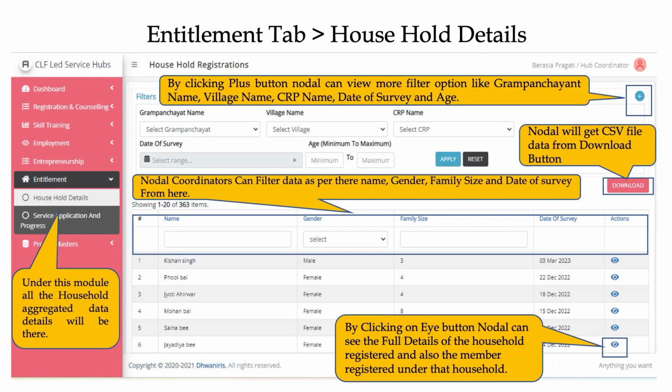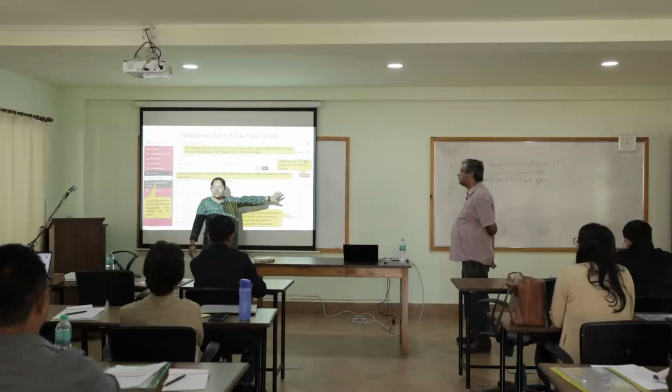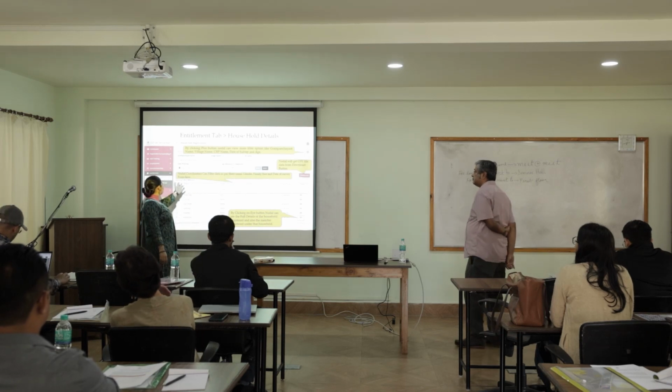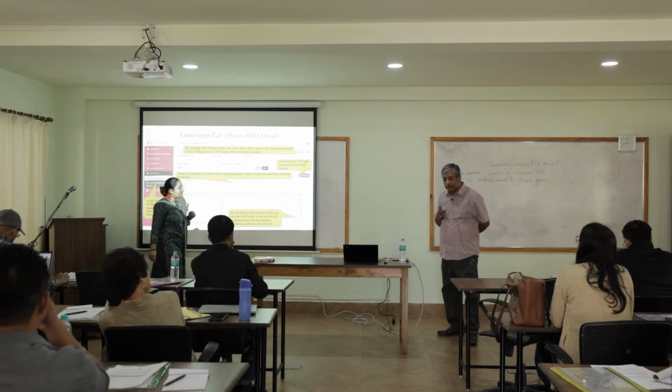You should be able to put some filters and see, okay, if I want to see that out of the 200 samples that I've covered so far, how many are male and how many are female? Or suppose I want to see what is the average family size of the samples that I've covered so far. What was the date of survey, the particular date that particular applicant was surveyed, and so on and so on. I'll give you another good example.